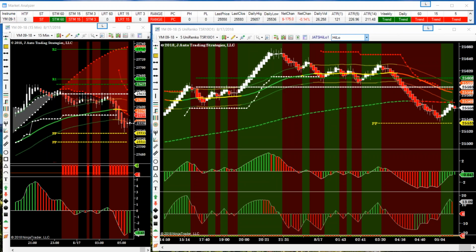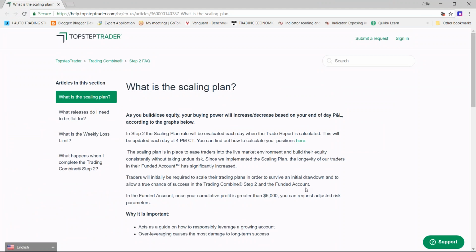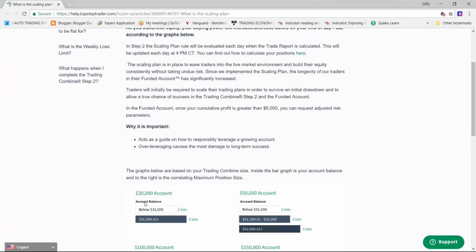And yes, it is tight for trading. The 30,000 combine only gives you a couple of $500. So that's like one trade a day that you can lose on two contracts, or two trades a day. It's very, very tight.